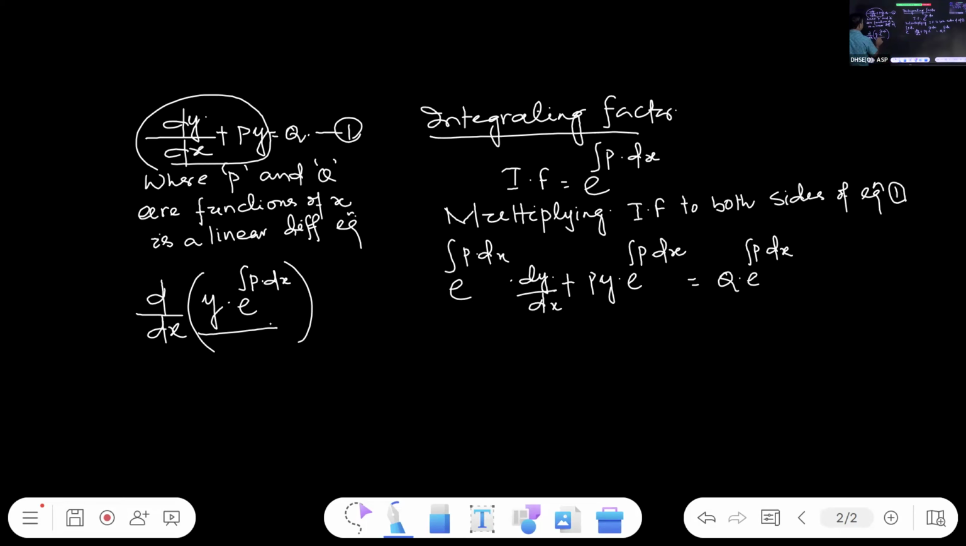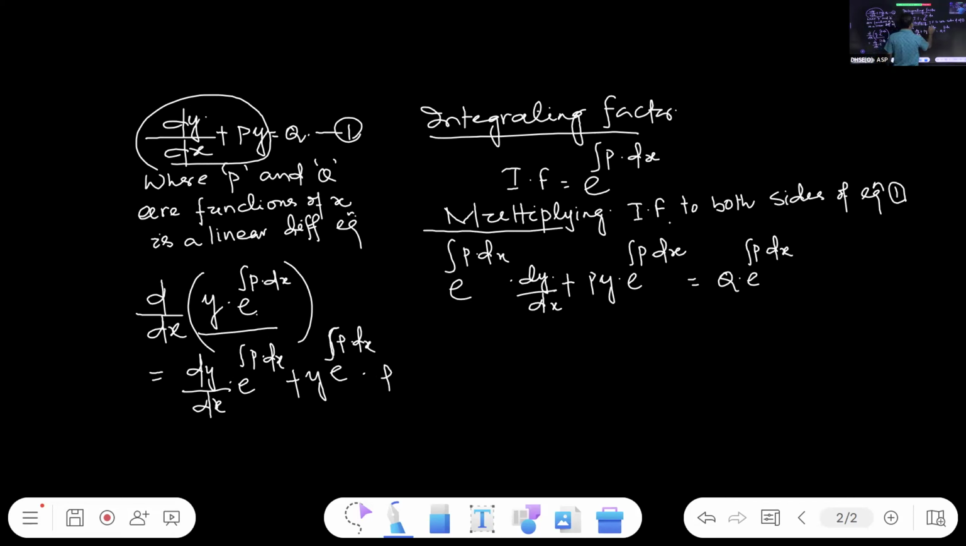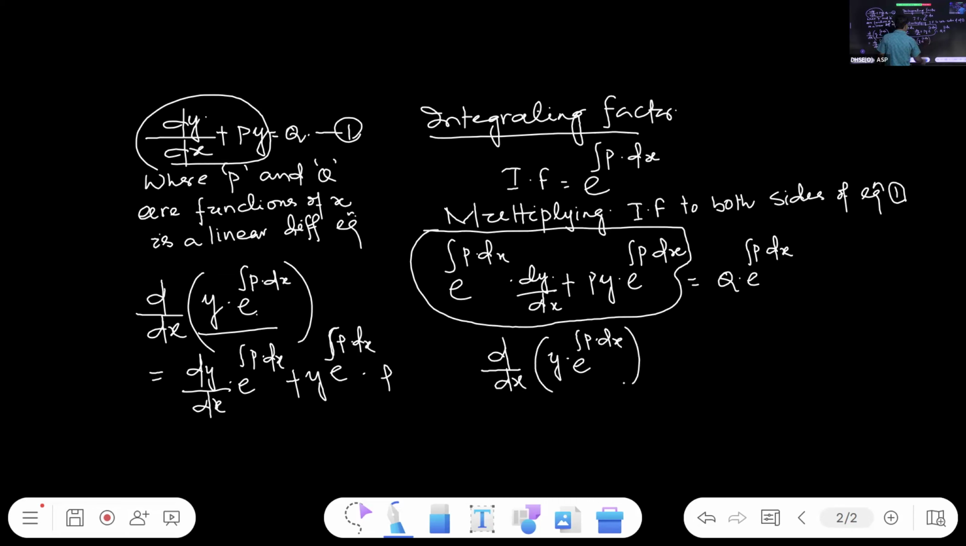If we differentiate this function, this function is the product of two functions. One of the function is y, the second one is integrating factor. So applying product rule, dy upon dx into e raised to the power integral p dx plus y into derivative of e power integral p dx, which is e raised to the power integral p dx, and the derivative of integral p dx is p. So just remember, when we multiply integrating factor to both sides of the linear differential equation, the left-hand side of the equation will be derivative of product of dependent variable and integrating factor. So d upon dx of y into e power integral p dx equals q into e power integral p dx.